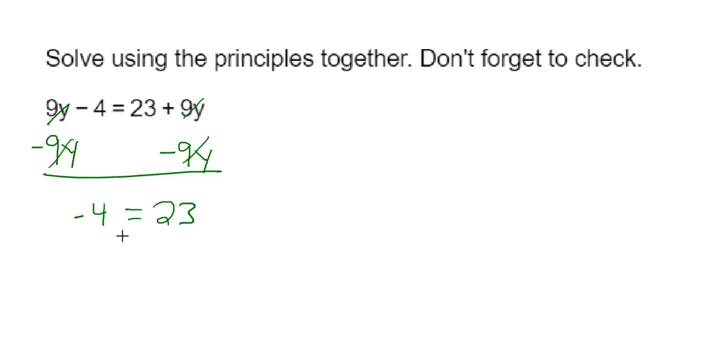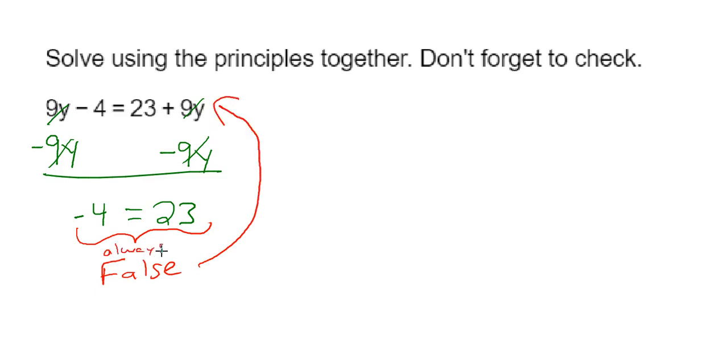We have negative 4 is equal to 23. Without the variables there, we can now determine if this is a true statement or a false statement. This is false. Negative 4 does not equal 23. This is always false, which means the original equation is always false.